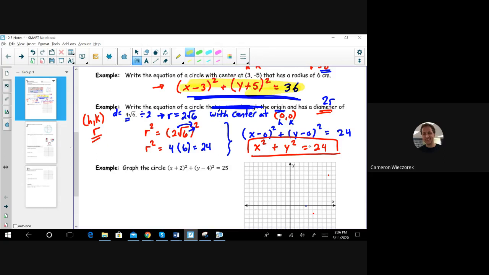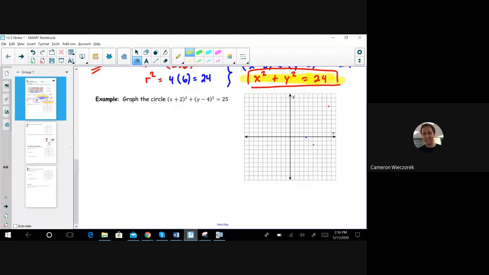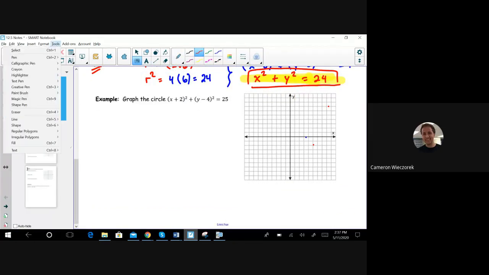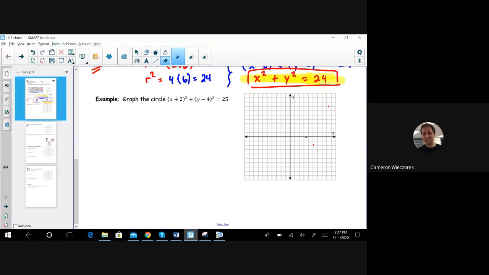Here's the first one. Here's the second one. Here's one where they give you the equation and you have to produce the graph yourself. So first of all, let me get rid of some of these random dots. Those are actually not going to be on our circle.